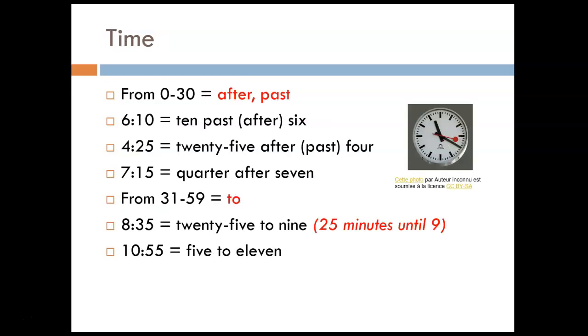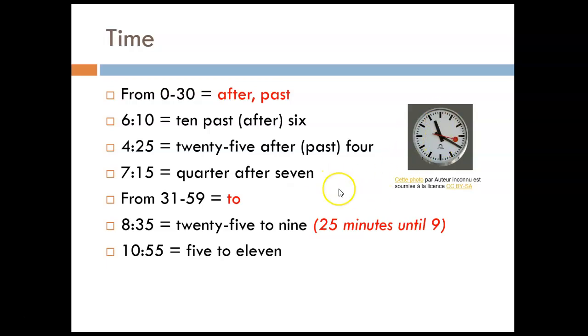When we talk about time, if you look at a traditional clock, anything that goes from the minutes from 0 to 30, we say after or past. So 6:10, we can say 10 past 6 or 10 after 6, or of course you can just say 6:10. 4:25, you say 25 after 4, 25 past 4. When you have a 15, we say quarter. So quarter after 7, quarter to 8, etc.